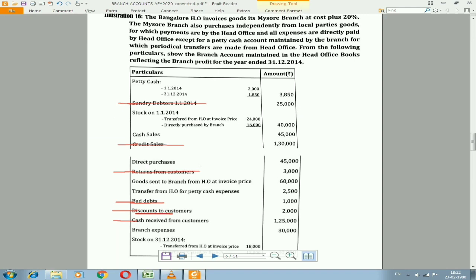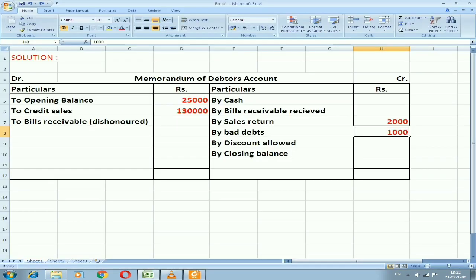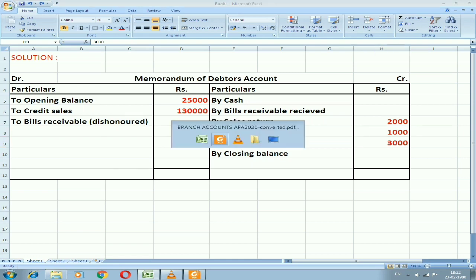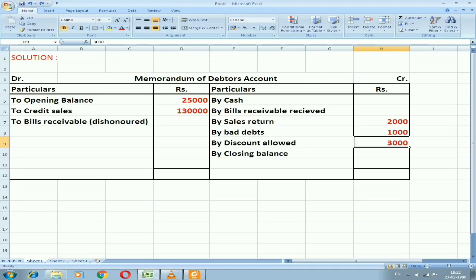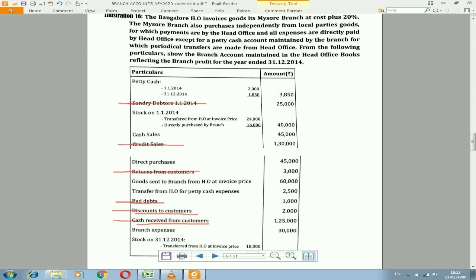Then we have discounts to customers. When we are selling the goods, discount will be allowed to customers, that we are supposed to record on the credit side, amount of rupees 3,000. Next we have cash received from customers. Cash received from customers or cash received from debtors are nothing but the same, that we are supposed to record on the credit side as cash, 1,25,000. Apart from that, we don't have any other information in the illustration.